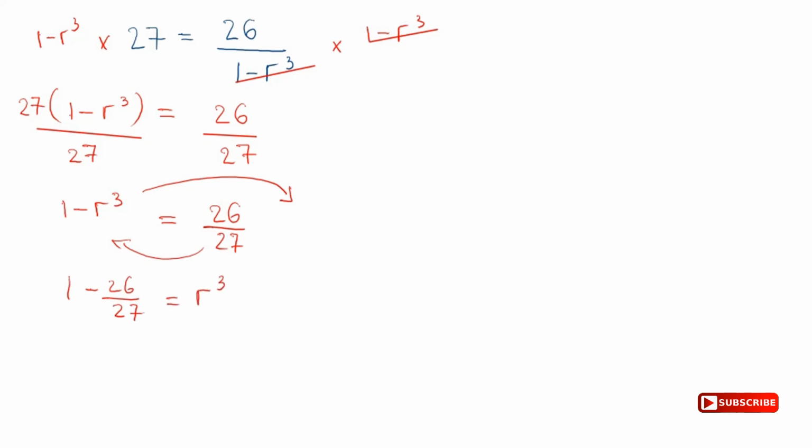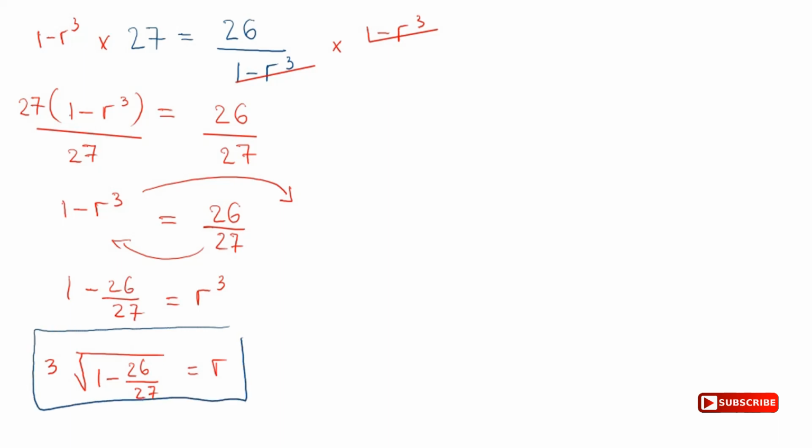Okay, and then we simply put that into your calculator like that. The cube root of 1 minus 26 over 27 to get your value of R. Type that into your calculator: 1 minus 26 over 27. And if you type that into the calculator, you'll find that your value of R is equal to 1 over 3.